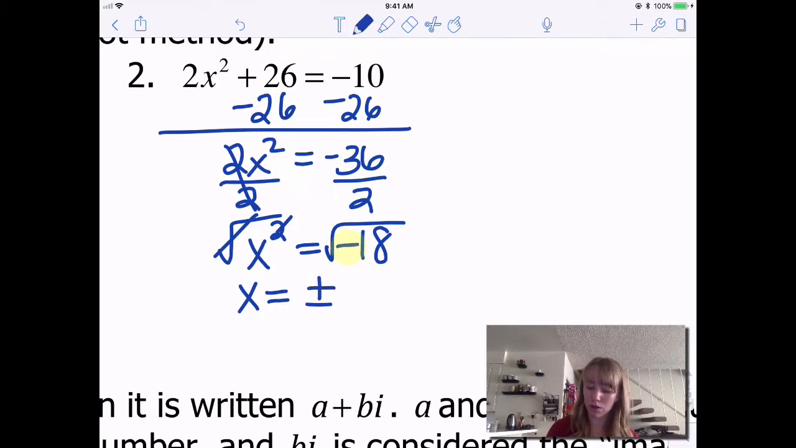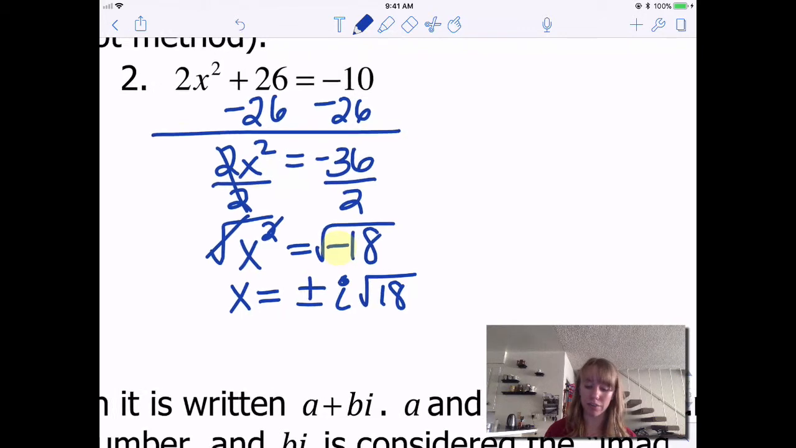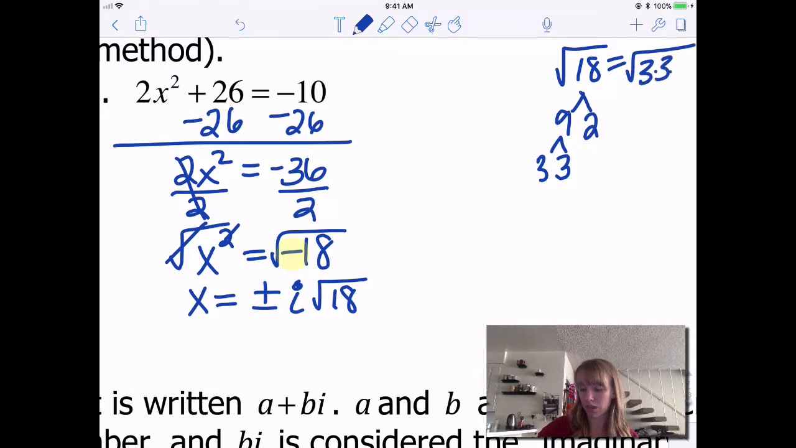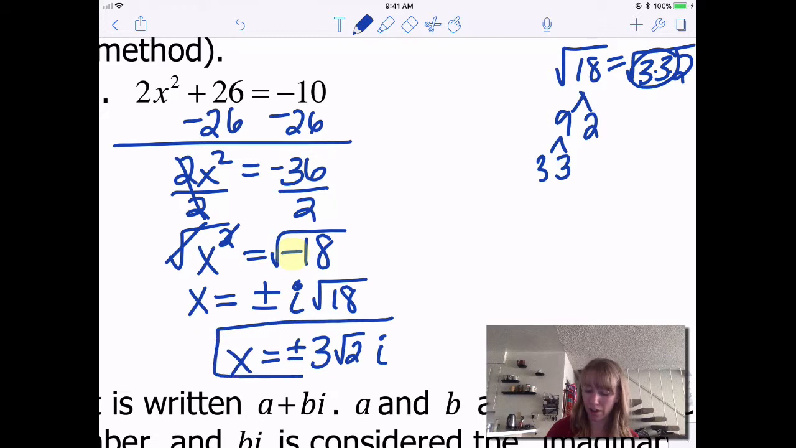This negative under the square root becomes an i, because what I really want to think about is what is the square root of 18? Because that's like a bigger thing for us to deal with. The i is really just a tag, like saying, hey, there was that negative, but we're not going to think about it right now. So square root of 18 is 9 and 2, 3 and 3. So 3 times 3 times 2. So I get x is equal to the positive or negative 3 square root of 2. And this time I'm just going to put my i at the end.